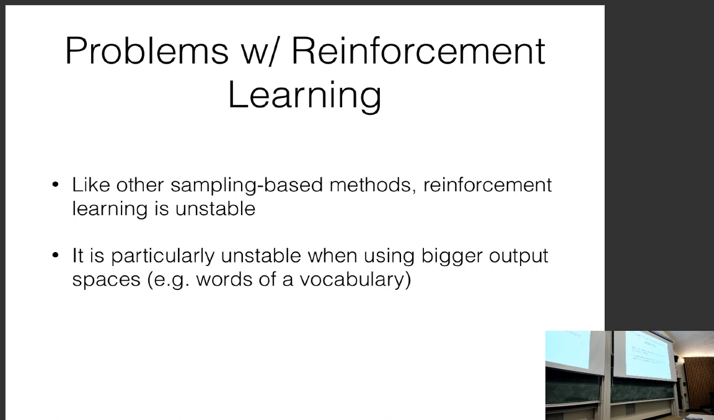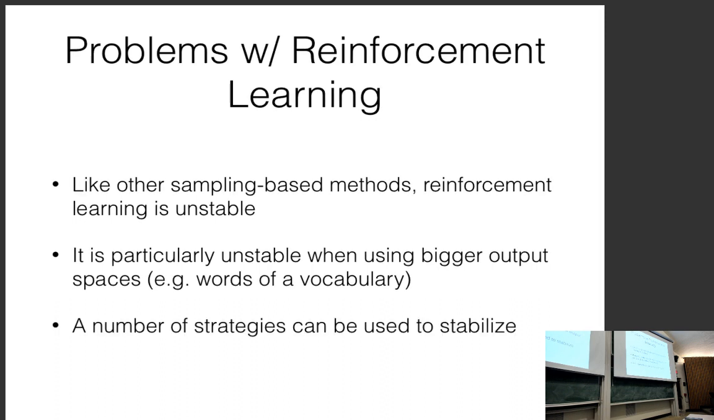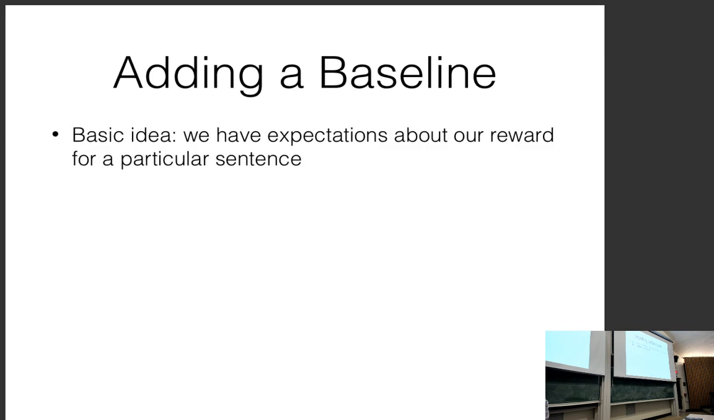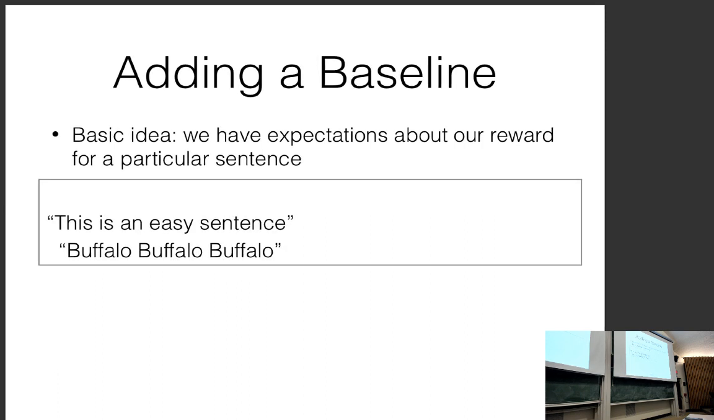So that's exactly right. In order to make this work at all, you need to use a couple of strategies. The first strategy that you should be using in any reinforcement learning method that you implement is adding a baseline. So the basic idea is that we have expectations about our reward, for example, for a particular sentence. So let's say we need to translate, this is an easy sentence, or we need to translate buffalo, buffalo, buffalo. Buffalo, buffalo, buffalo is also a sentence.